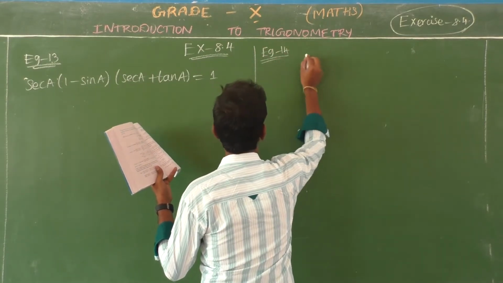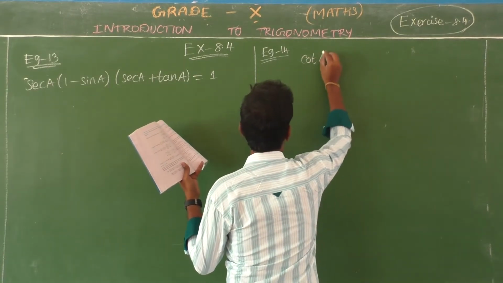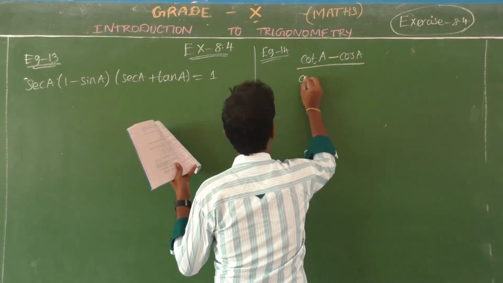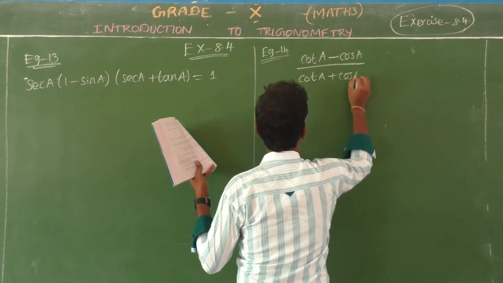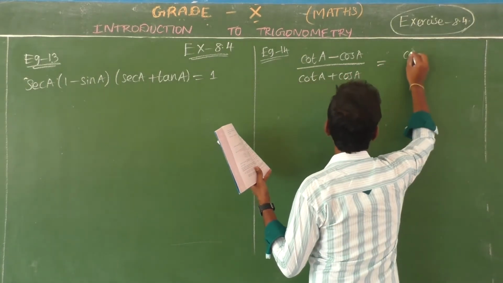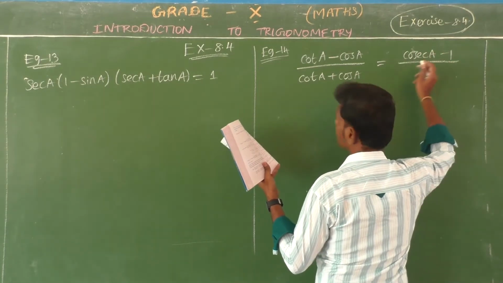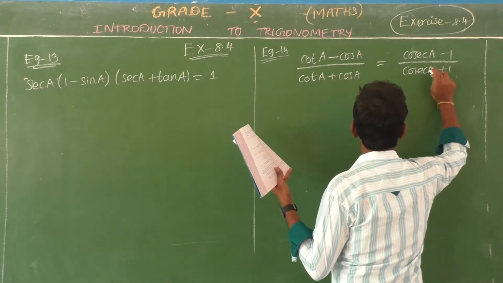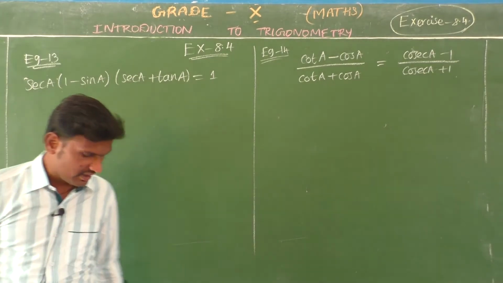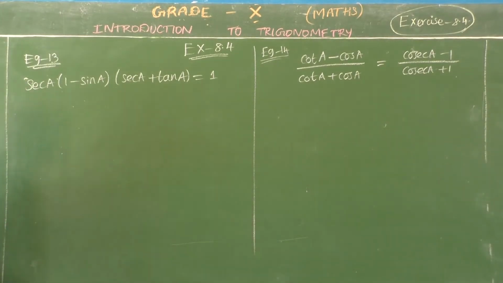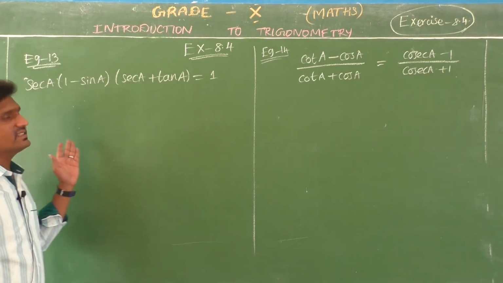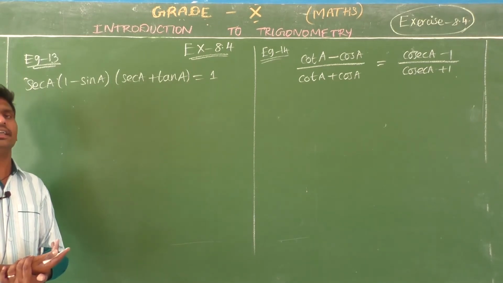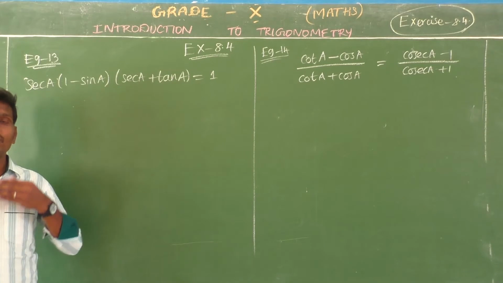These two questions are also 2 mark questions. Example 14: cot A minus cos A whole divided by cot A plus cos A is equal to cosecant A minus 1 by cosecant A plus 1. First I am going to take example 13. It is an important question and it is necessary to know the trigonometric ratios, trigonometric identities, and reciprocal relations, which we have to recall now.